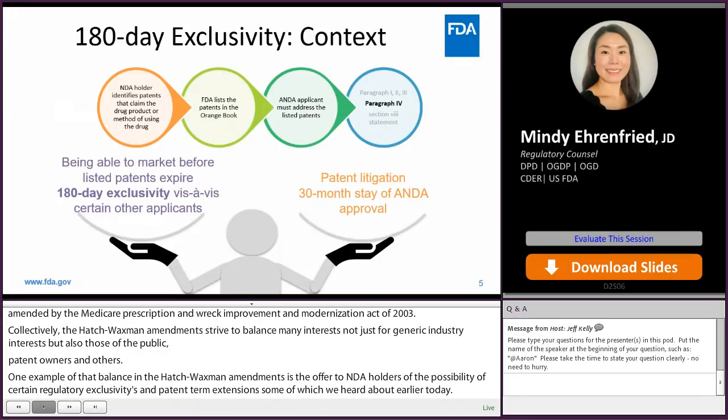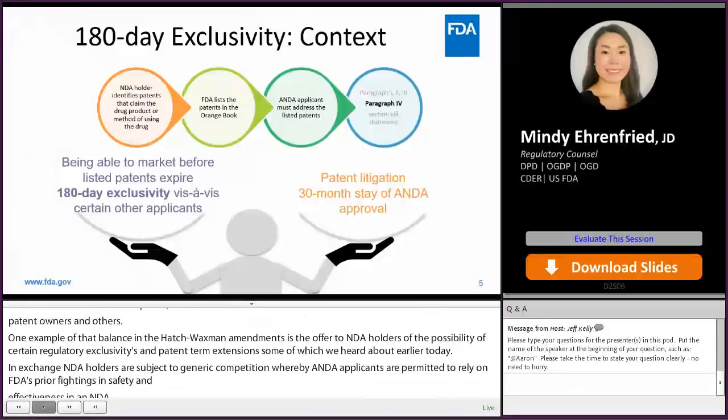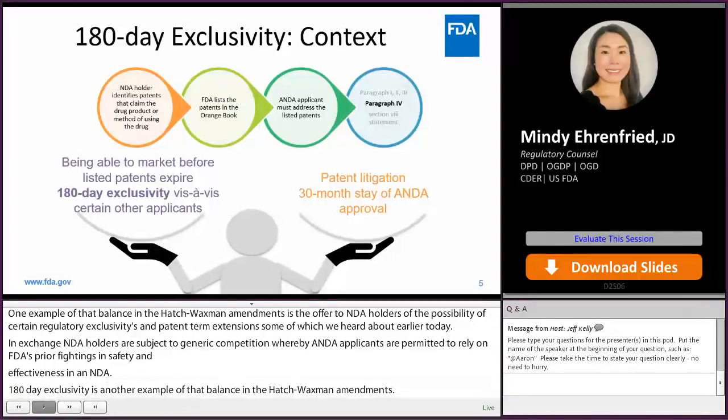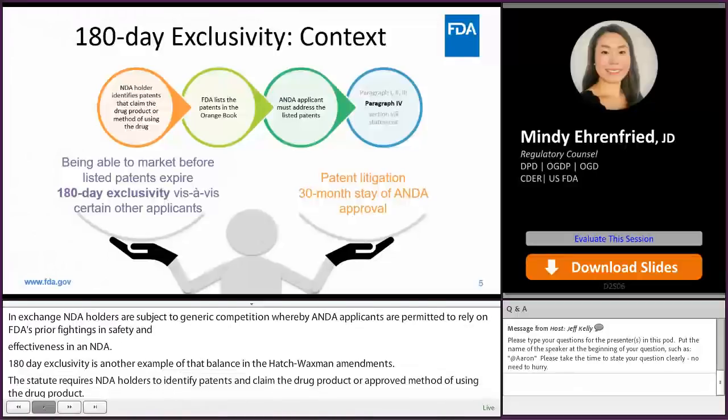180-day exclusivity is another example of that balance in the Hatch-Waxman Amendments. The statute requires NDA holders to identify patents that claim the drug product or an approved method of using the drug product. FDA lists those patents in the Orange Book. ANDA applicants generally must address those listed patents.